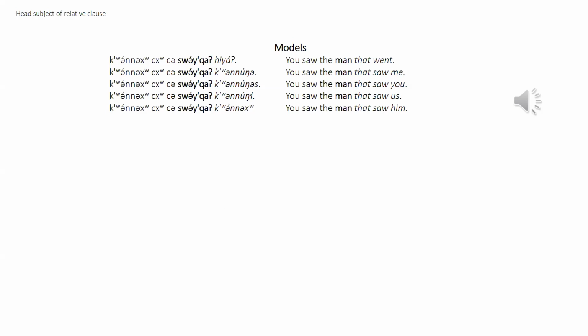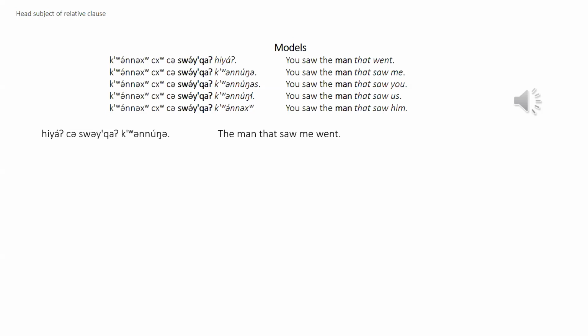It is possible to have a relative clause in the subject of the main verb only if the main verb is intransitive. The man that saw me went. In this sentence, the main verb is go, an intransitive verb. Its subject is the man that saw me.